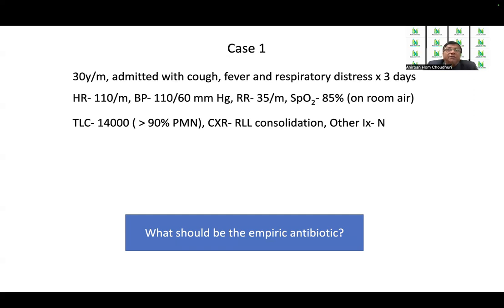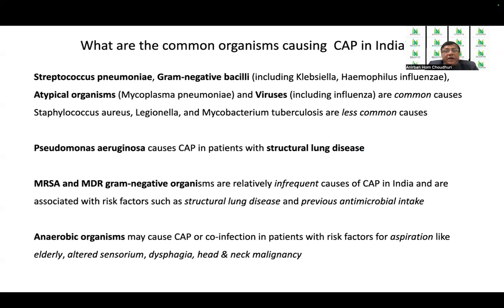The beginning of empiric therapy, to the institution of definitive therapy, and finally the de-escalation on the basis of clinical examination, and if we have the opportunity to use biomarkers, taking the aid of the biomarkers. So in this case, when we see community-acquired pneumonia, we have to know what are the common organisms causing CAP in India. They are Streptococcus pneumoniae, gram-negative bacilli, atypical organisms, and viruses. So these we know are the common causes in any part of our country.